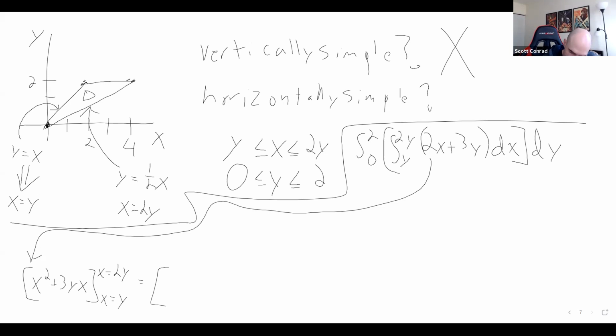So, evaluating at 2y, we get 2y quantity squared, which is 4y squared, plus 3y times 2y. And then minus, evaluating at y, we get y squared plus 3y times y.